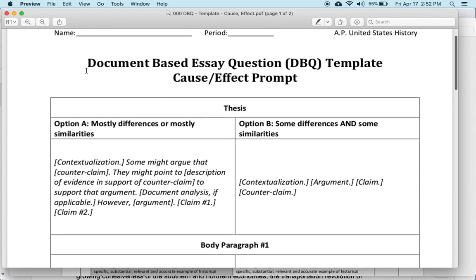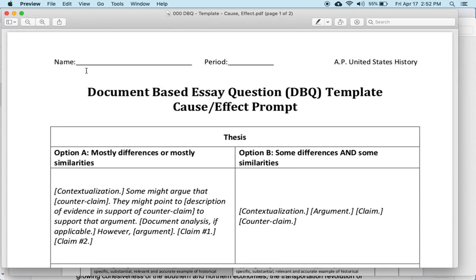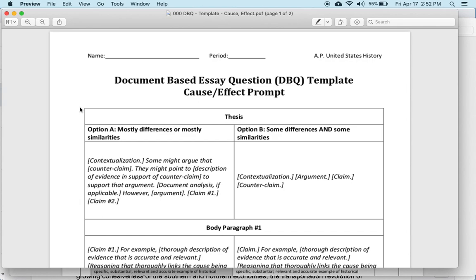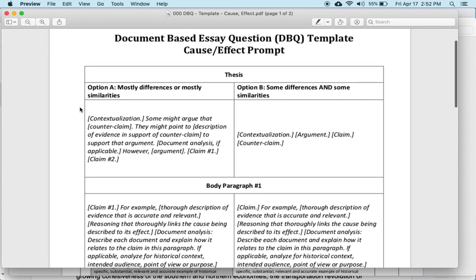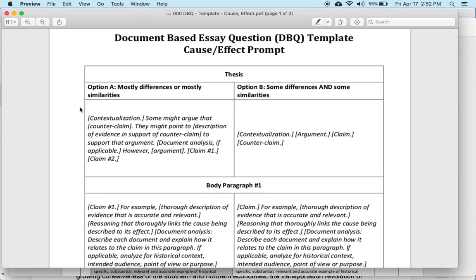Another thing I'm going to use is this template here for a cause and effect prompt. This is an ideal way of structuring your essay that I've been using in my classes all year. And this specifically is for a DBQ that asks you about the cause or effect of something. Okay, so let's get to it.